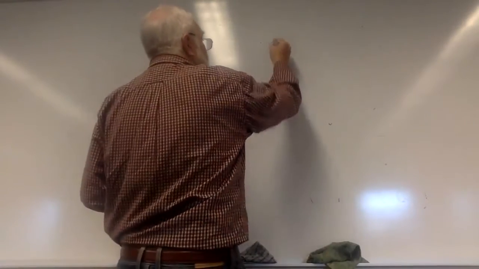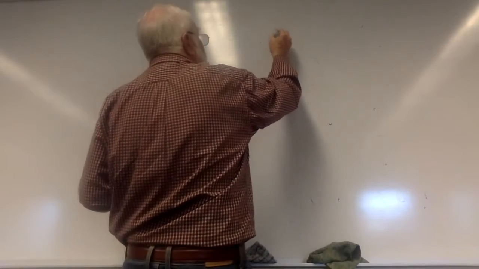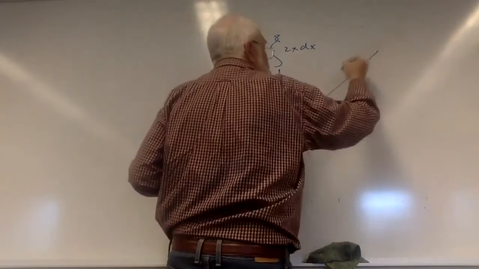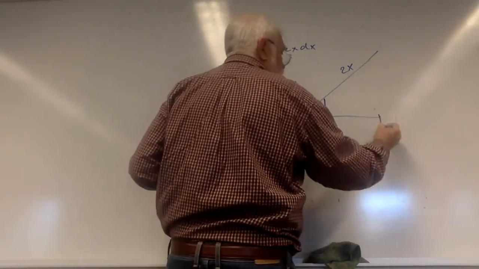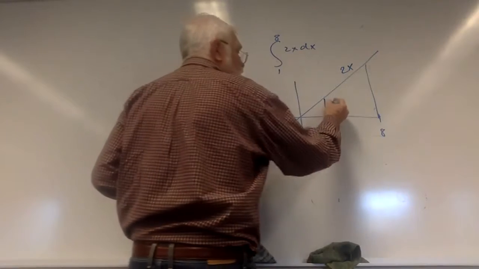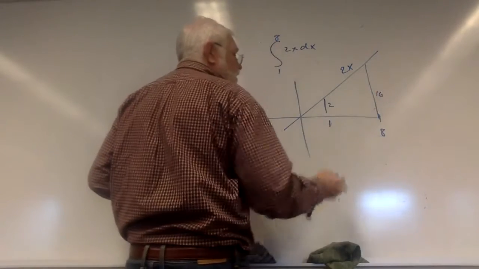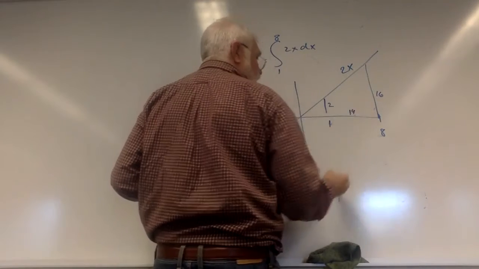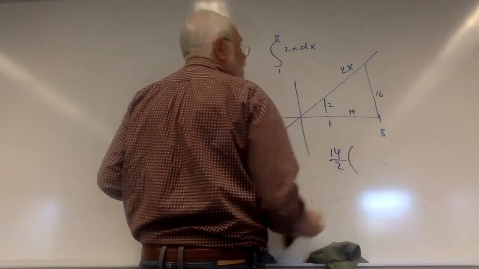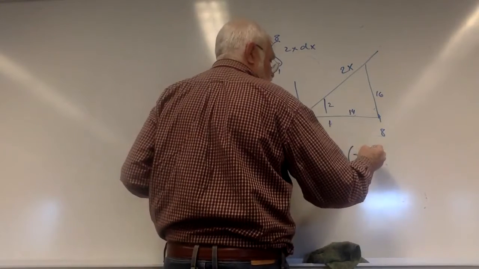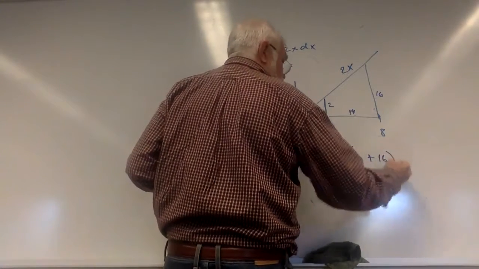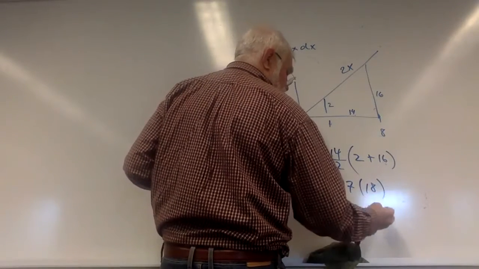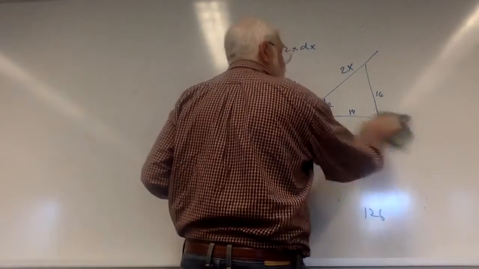1 to 8, 2x dx. So we're going to do this geometrically. So there's y equals 2x, not drawn to scale. We got ourselves an altitude of 2, an altitude of 16, and a width of 14. So the trapezoidal rule is 14 divided by 2, the interval divided by 2, times the left side of the trapezoid and the right side. So we got 7 times 18, which is 70 and 56, 126, I believe. So that's what we're going to get when we do the fundamental theorem.